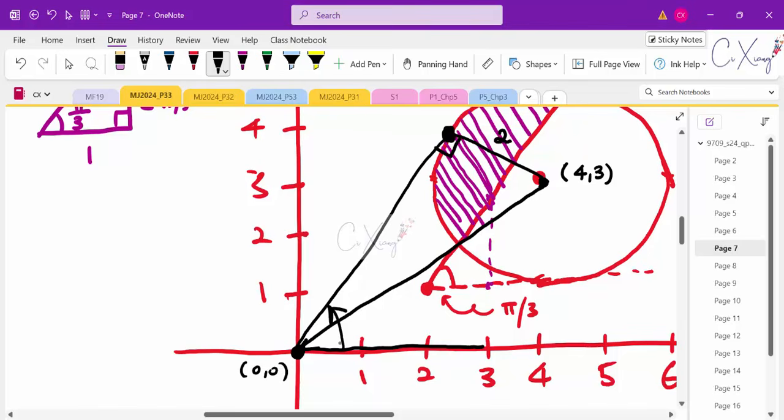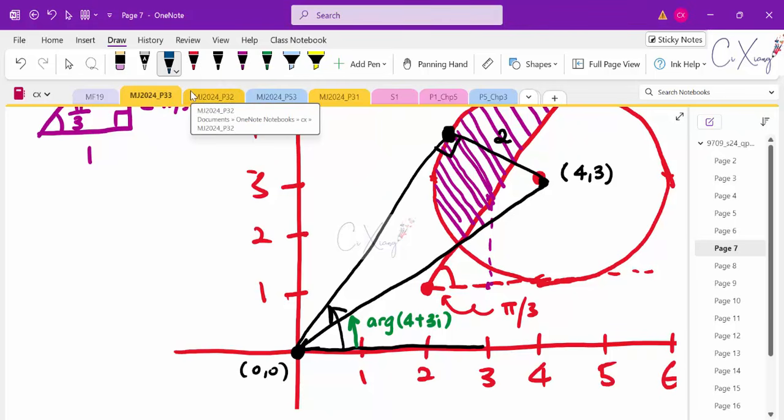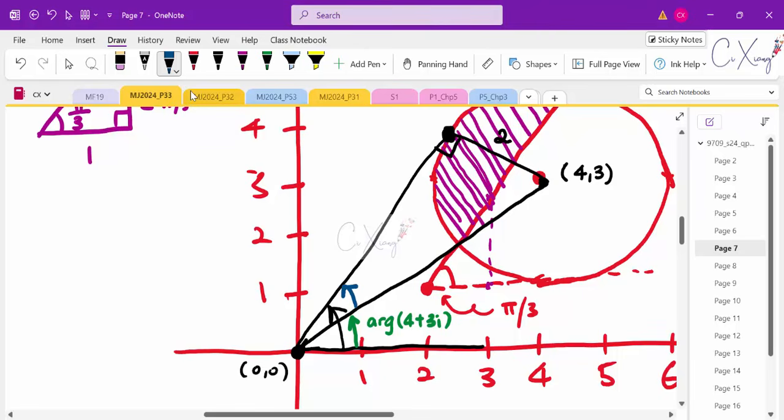How can I find the black color angle? Okay, I use the green color one. This is the green color angle. So this green color angle is basically the argument for the complex number 4 plus 3i, because the hypotenuse is the line for 4 plus 3i, right? So this angle itself will be the argument of 4 plus 3i. Then I want to add the blue color. So I take green color plus blue color angle to get the black color one, because the black color is the greatest z that I have.